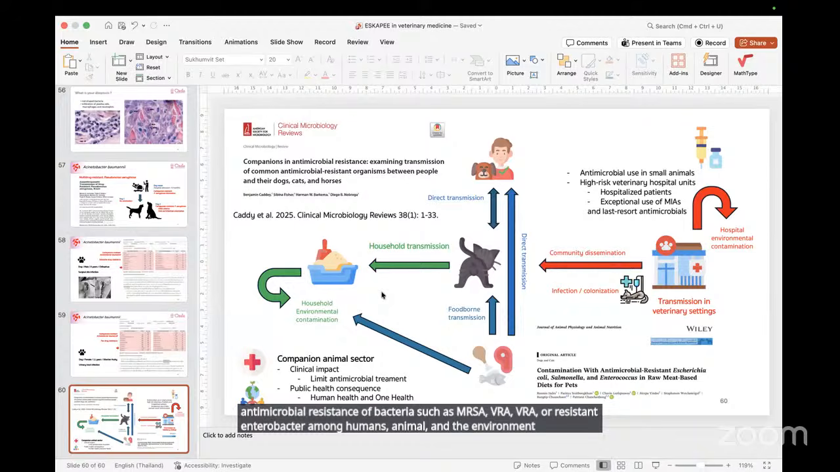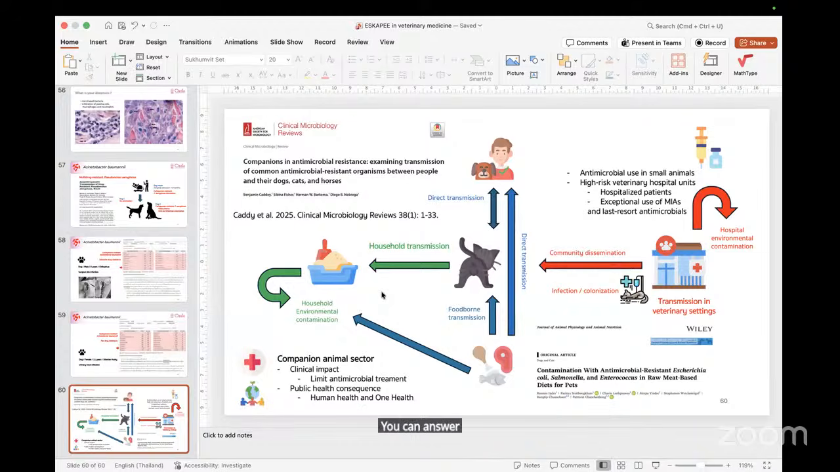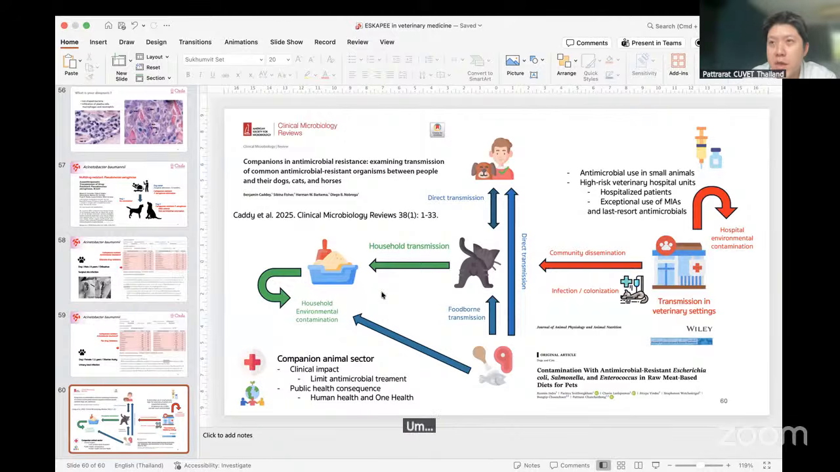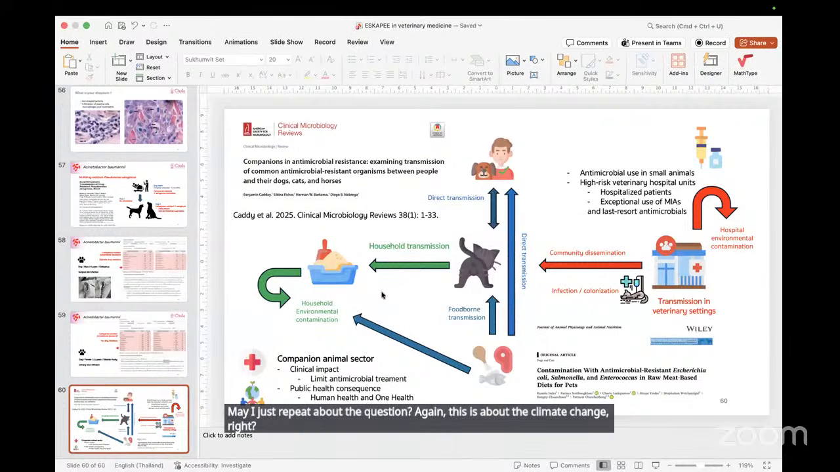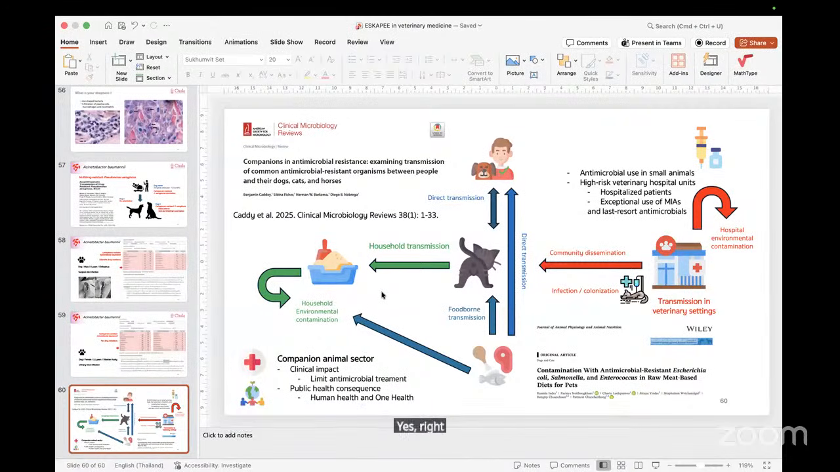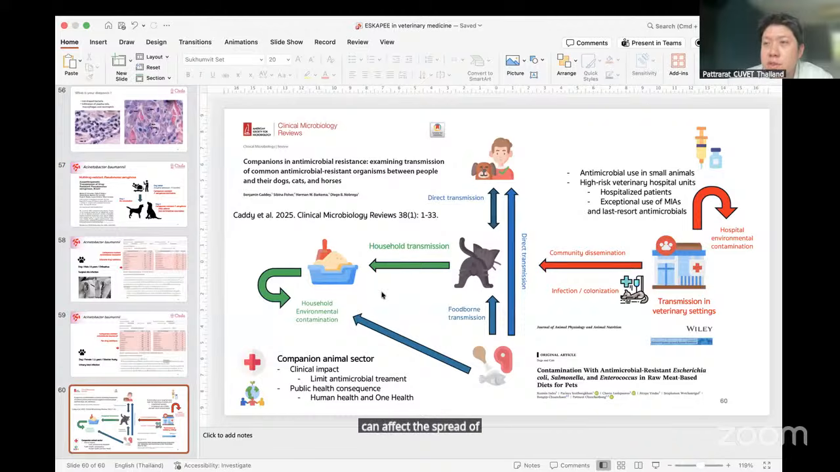Yeah, you can answer, maybe, Ajahn. May I just repeat about the question again? This is about the climate change, right? Yes, right. Can affect the spread of infectious diseases and also the antimicrobial resistance bacteria.